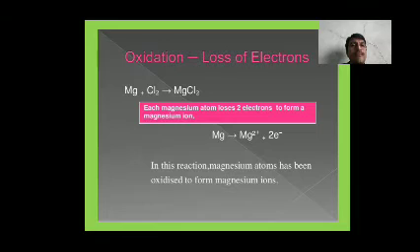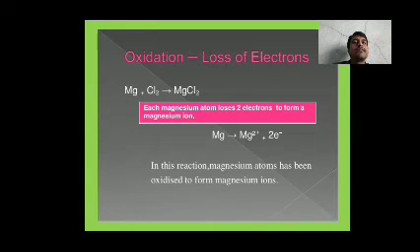Magnesium gives Mg2+ plus 2 electrons. Magnesium loses 2 electrons from its valence shell. This loss of electrons is called oxidation. Chlorine gains electrons from magnesium. This gain of electrons is called reduction.